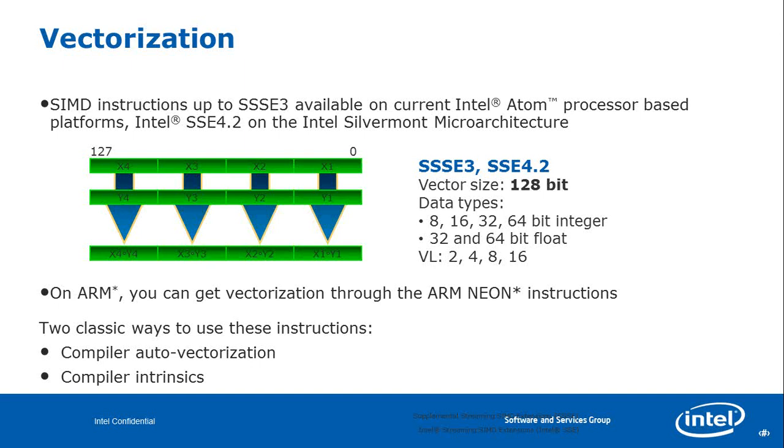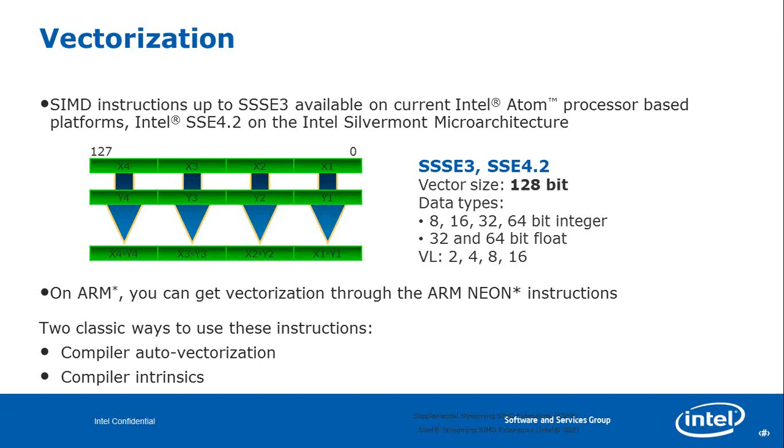These kinds of mathematical functions can be very well optimized using vectorization. SSE 4.2 is available for the Intel Silvermont microarchitecture, where you can perform an operation on 16 bytes at a time. This is the kind of optimization level which you can achieve using SSE 4.2. There are also other vectorizations on non-Intel platforms, like in ARM you have the ARM Neon instructions.